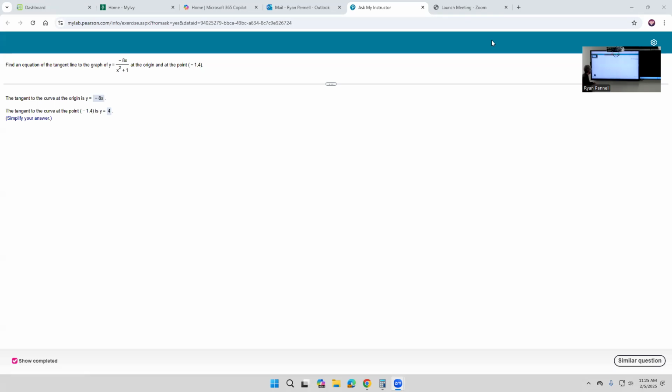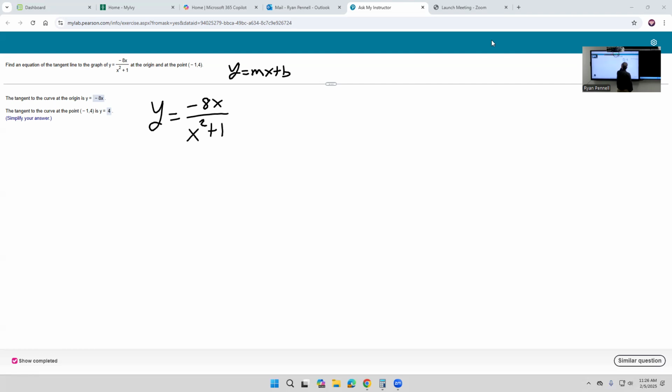See if we can't figure out this problem here. It says find an equation of the tangent line to the graph y equals negative x over x squared plus 1 at the origin and at the point negative 1, 4. Okay, so we have the function negative x over x squared plus 1, and we want to find a tangent line. A tangent line is y equals mx plus b. That's what I'm looking for.